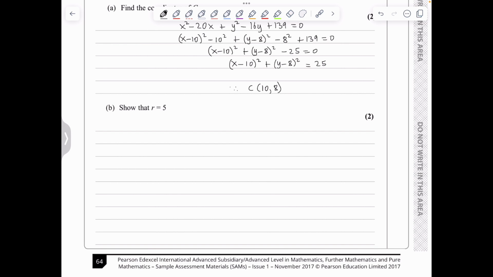In part B, we need to show that the radius is 5, and we know that once we've put this in the standard form, then the 25 is the r squared. So we simply say r squared is 25, which means that r is 5, which is exactly what we had to show for part B.